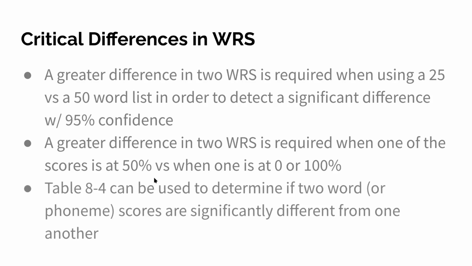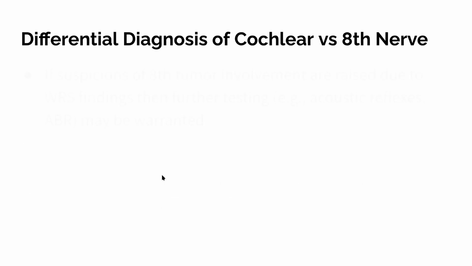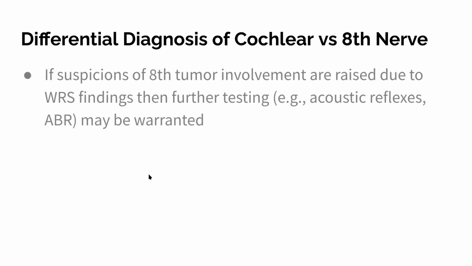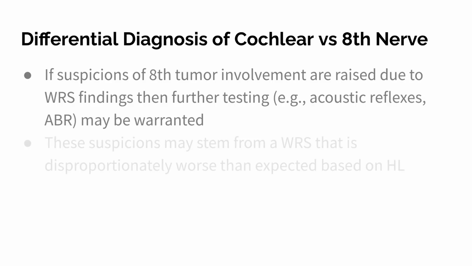As mentioned, table 8.4 can be used to determine if two word or phoneme scores are significantly different from one another. Okay, moving on to differential diagnosis of cochlear versus eighth nerve cases. If suspicions of an eighth nerve tumor involvement are raised due to word recognition findings, then further testing is warranted. It could be, if you're doing it in your own clinic, acoustic reflexes and ABR, or it could be referring out to an ENT for an MRI, which is the gold standard.